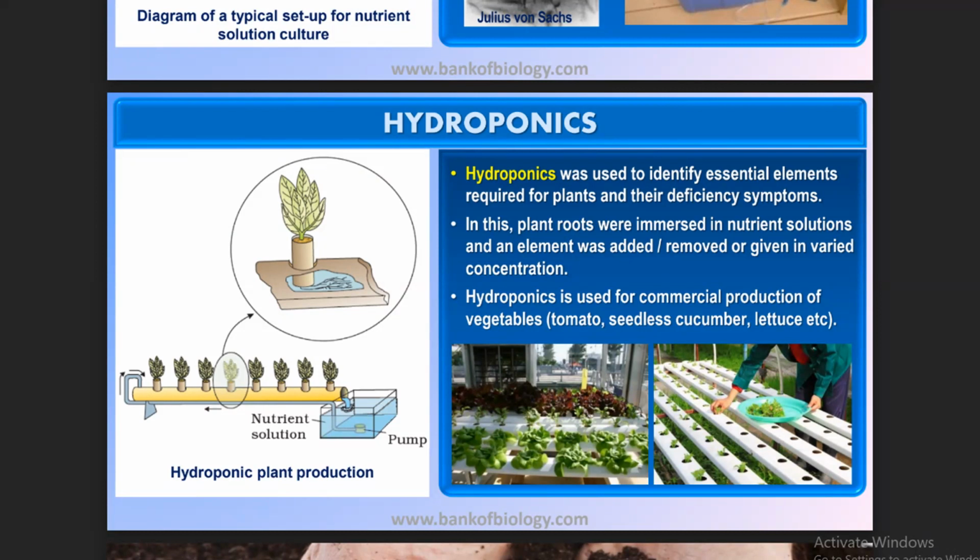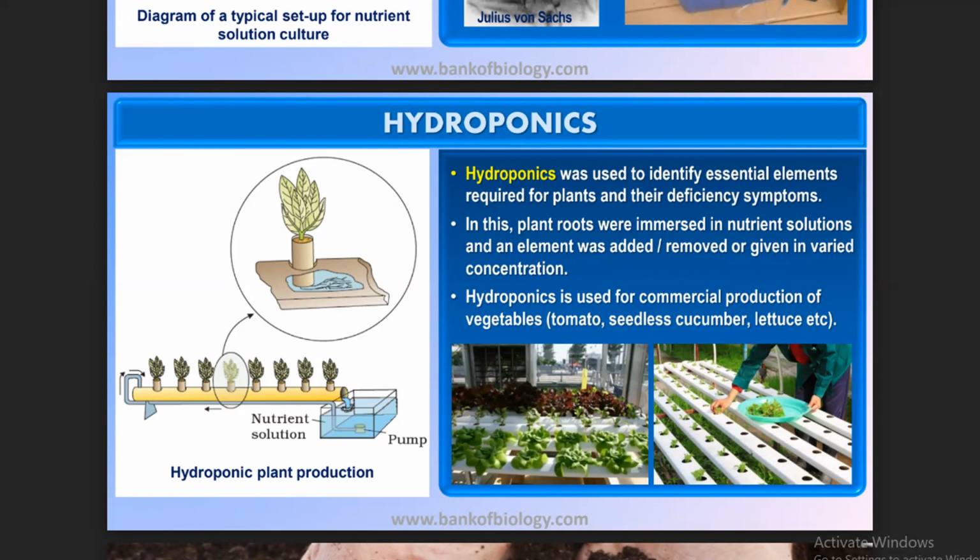Hydroponics was used to identify the essential elements required for plants, and what the function of each element is. If that element is not given, the plant will suffer some deficiency syndrome. In this, the plant roots were immersed in nutrient solutions and an element was added, removed, or given in varied concentration.